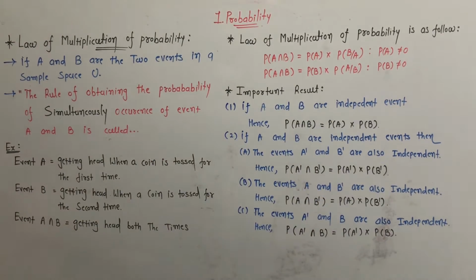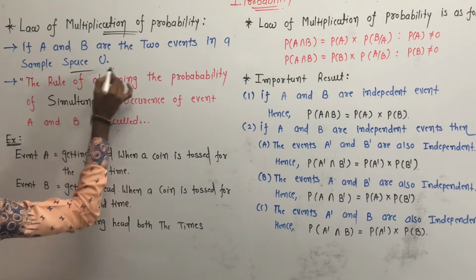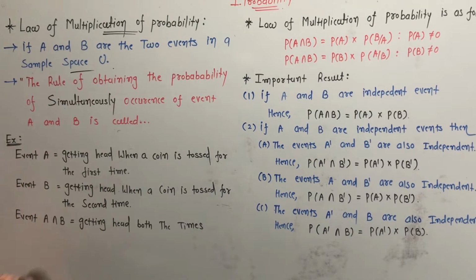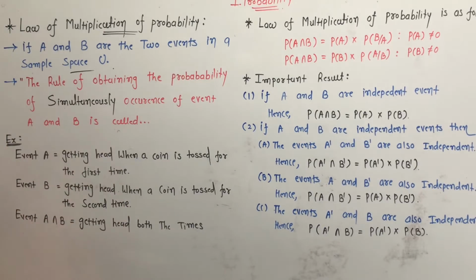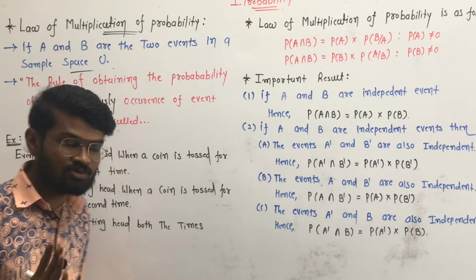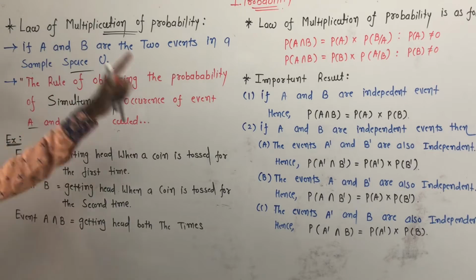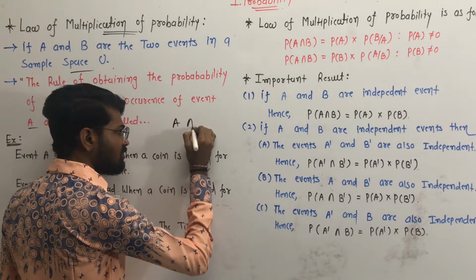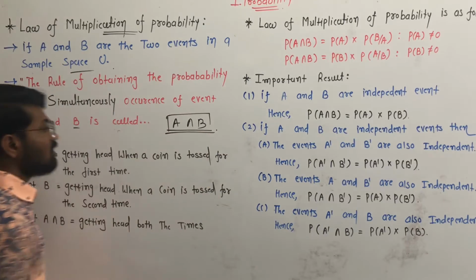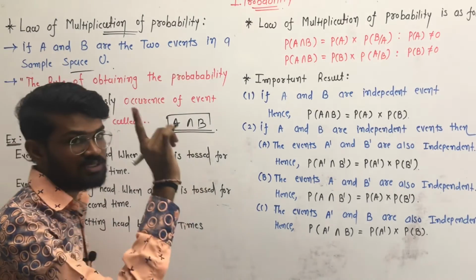Clear? Okay. So the law of multiplication of probability: if A and B are two events in the sample space U, then the definition is a rule of obtaining the probability of a simultaneous occurrence. साइमल्टेनियसली एक साथ होनी चाहिए. क्या होनी चाहिए? इवेंट A and B. The rule of obtaining the probability of simultaneous occurrence of events A and B is called the law of multiplication of probability. साइमल्टेनियसली एक साथ होती है तो उसको हम कैसे डिनोट करते हैं? A intersection B. So for the law of multiplication of probability there is an intersection, and for the law of addition of probability there is a union, A union B.